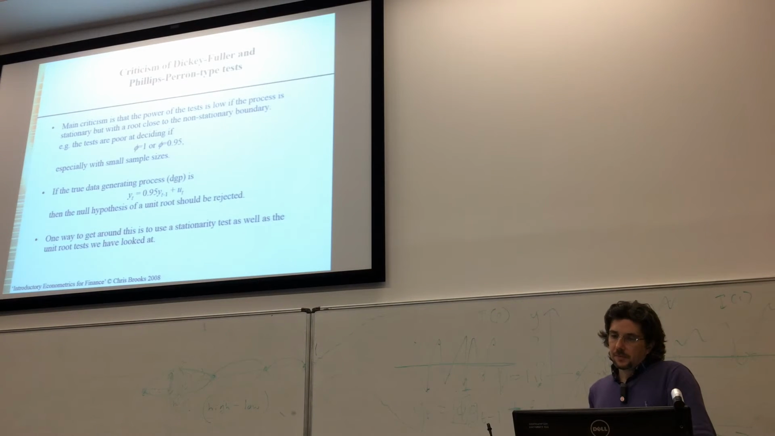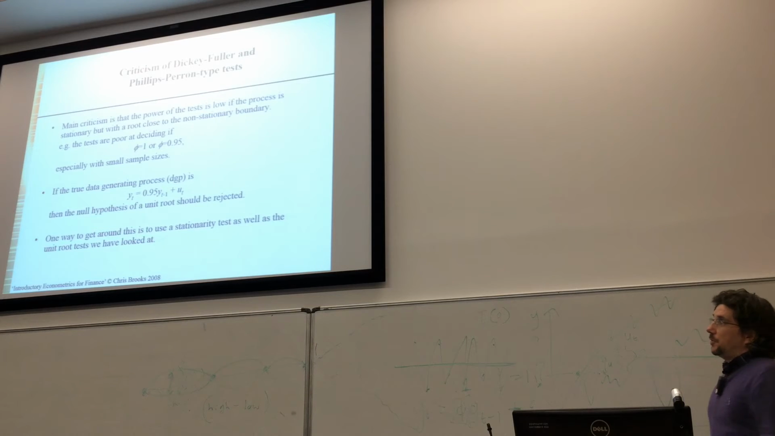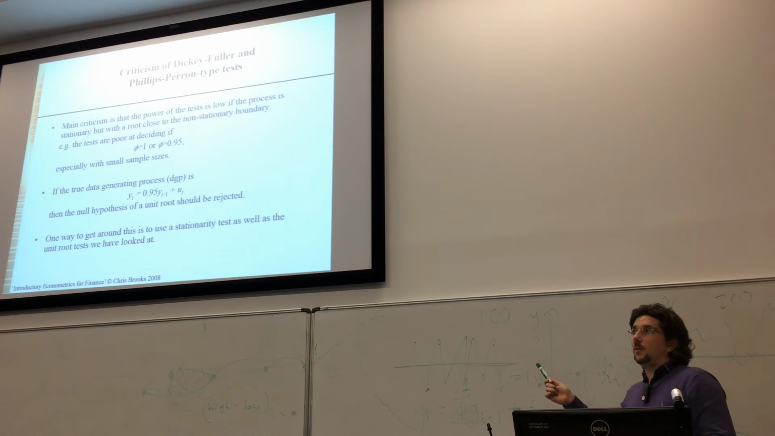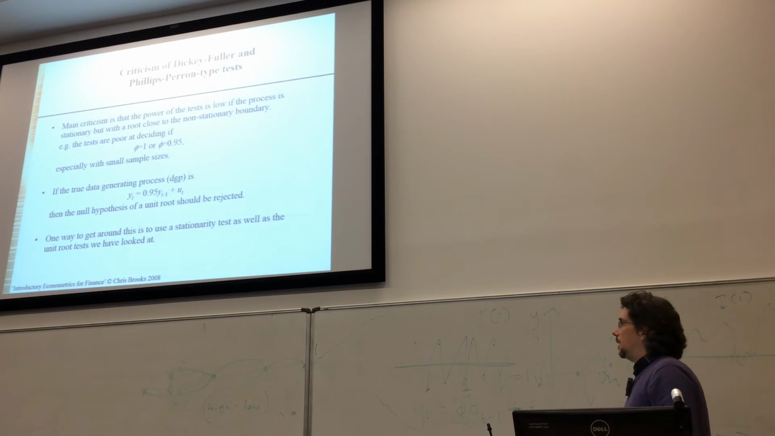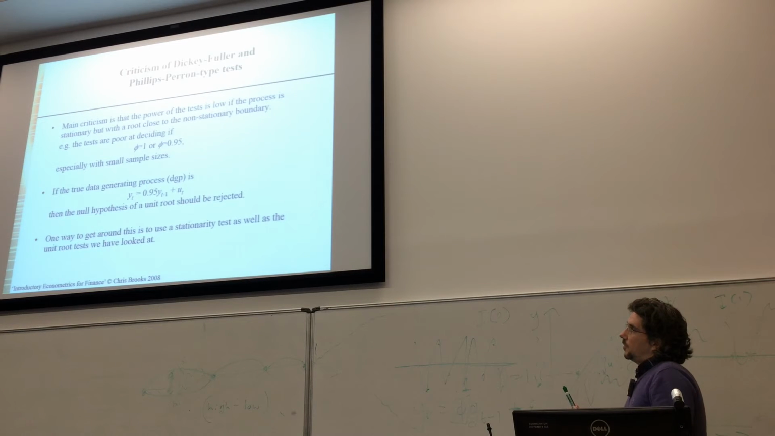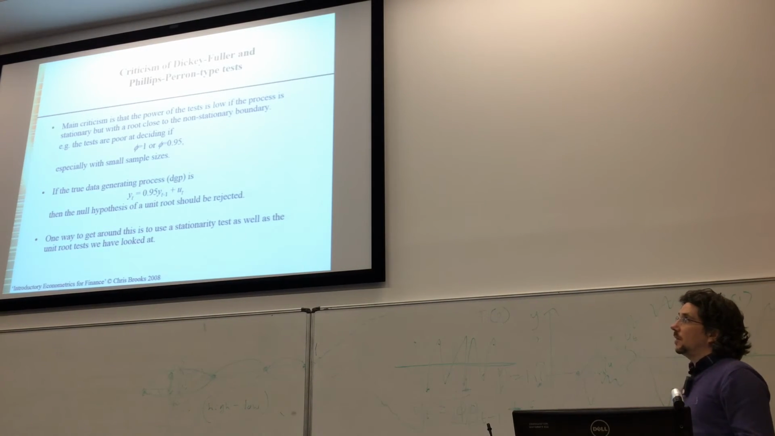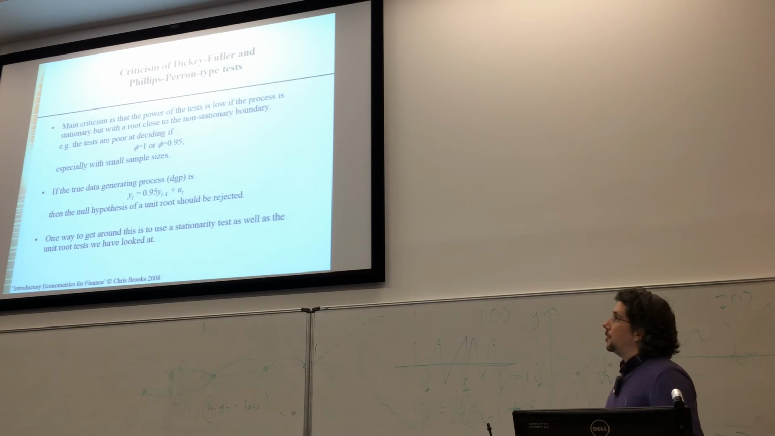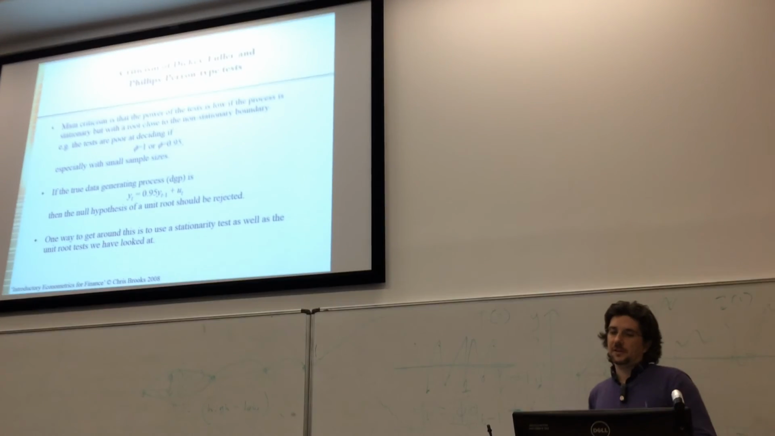So maybe you don't have a unit root, okay? You just have a very high phi value, but it's still not 1. So in theory, the series should come back, okay? Shocks should decay over time, very slowly, but they will eventually decay. So the series should come back and it should be stationary. But it's very close to the borderline of being non-stationary, and these types of tests are not good at differentiating between that.